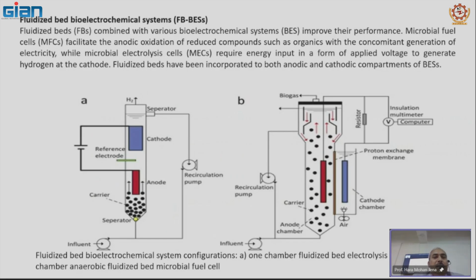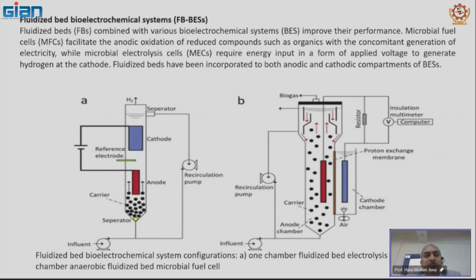Again, fluidized bed bioelectrochemical systems are also there. Bioelectrochemical systems, as we know, have an anode and a cathode connected electrically, and they may be separated by an ion exchange membrane, so that the flow of species through it is selective. Fluidized beds combined with various bioelectrochemical systems improve their performance.